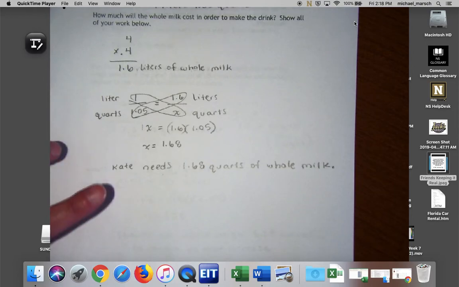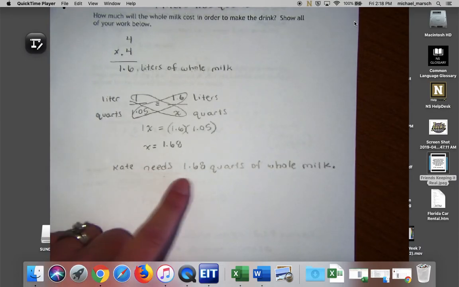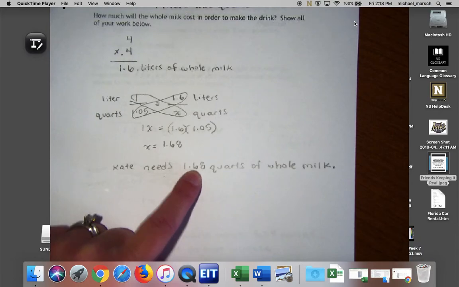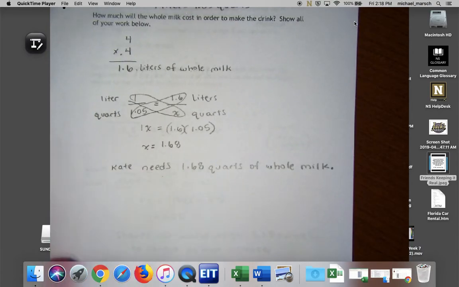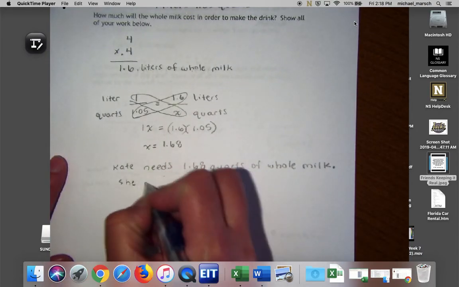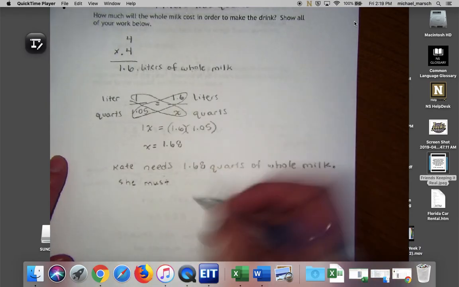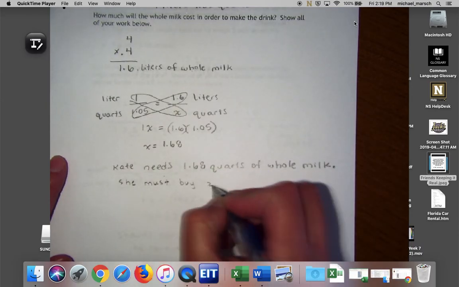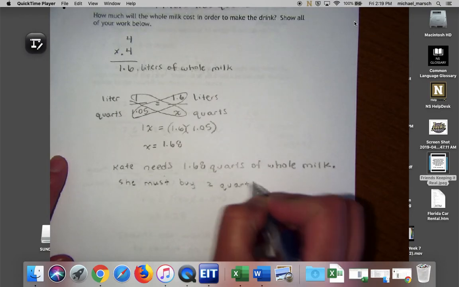So how many quarts does she have to buy? She can't buy 1.68 quarts. So how many must she buy? Carlos? Just buy a gallon. How many quarts does she need to buy? 2. Yep. She has to buy 2 quarts. Can you even do that? Yeah, they're sold in 1 quart containers. Just get 2 containers of milk.